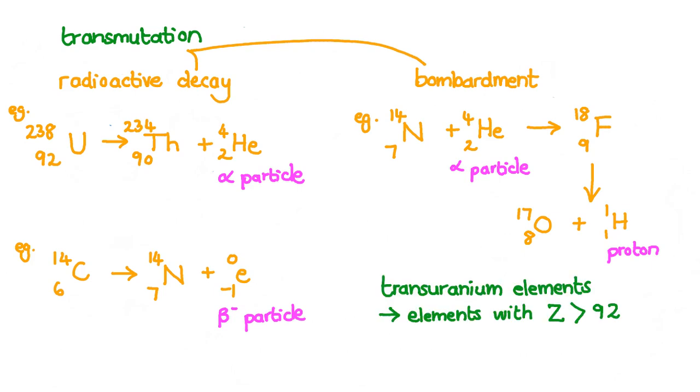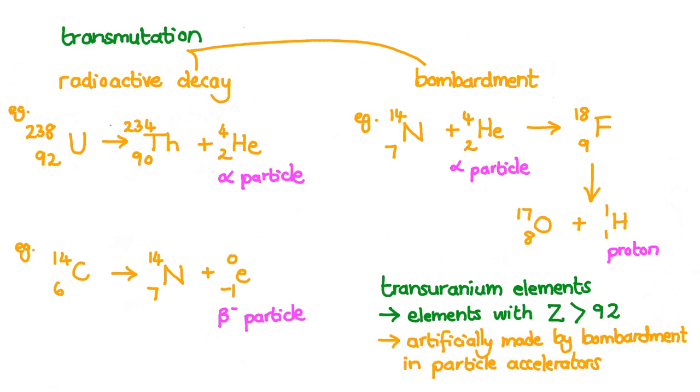Now, the transuranium elements are elements with an atomic number greater than 92, in other words, elements with more than 92 protons, and these are the elements after uranium on the periodic table. Transuranium elements are artificially made by transmutation bombardment reactions in particle accelerators. All the transuranium elements are unstable and radioactive and decay spontaneously.